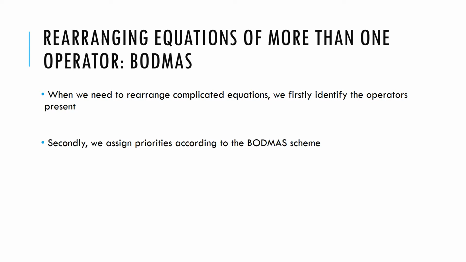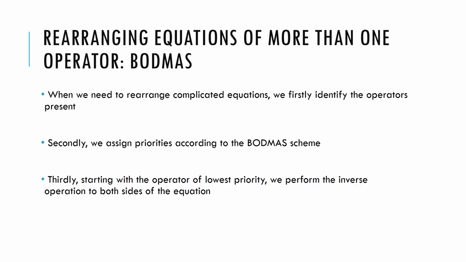So the first thing we do is we identify those operators. We identify which operators are present. And secondly, we assign priorities for those operators according to the BODMAS scheme that we introduced in the last tutorial. Thirdly then, starting with the operator of lowest priority, we perform the inverse operation to both sides of the equation.